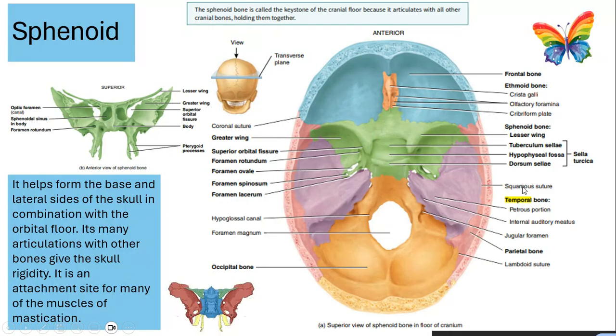As you can see, the green portion is the sphenoid bone. The lesser wing, tuberculum sellae. Sella means a saddle, like the saddle on a horse, right? Hypophyseal fossa, dorsum sellae. This whole thing together is called the sella turcica, however you want to say it. The sphenoid bone looks like a butterfly, as you can see. It connects all the cranial bones. It's a keystone bone of the cranial floor.